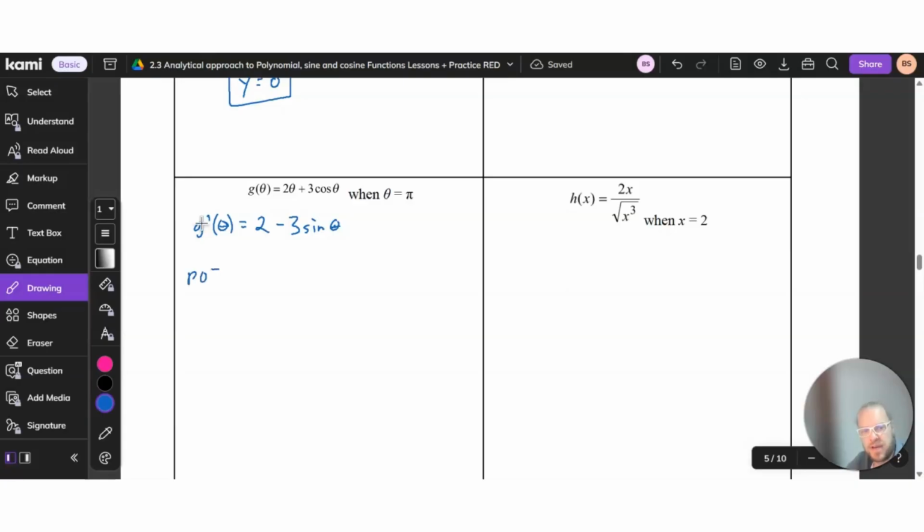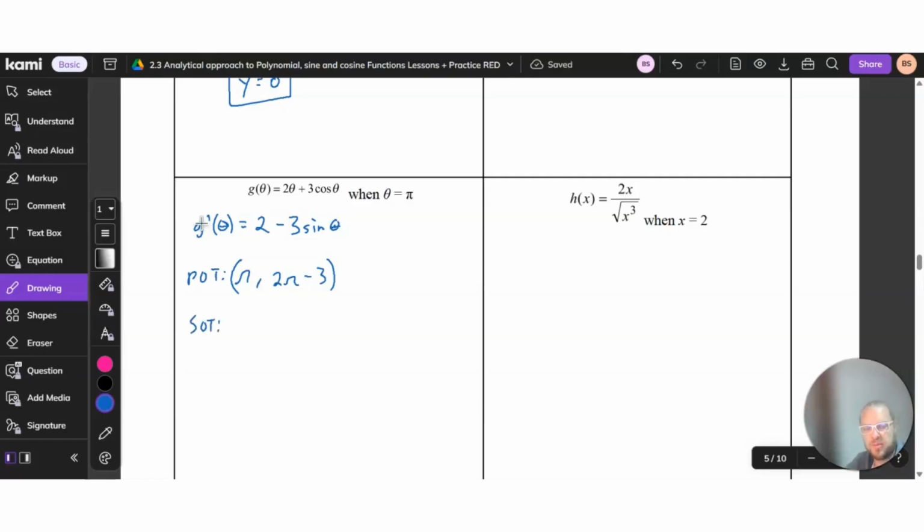All right, so now I can find my POT, which means I'm plugging in that pi into that original equation. So it's pi, and again, it's a little bit awkward here. It's going to be 2 pi plus, cosine of pi is negative 1 times 3, so negative 3. So we get kind of an ugly POT here, but it is still just a POT.